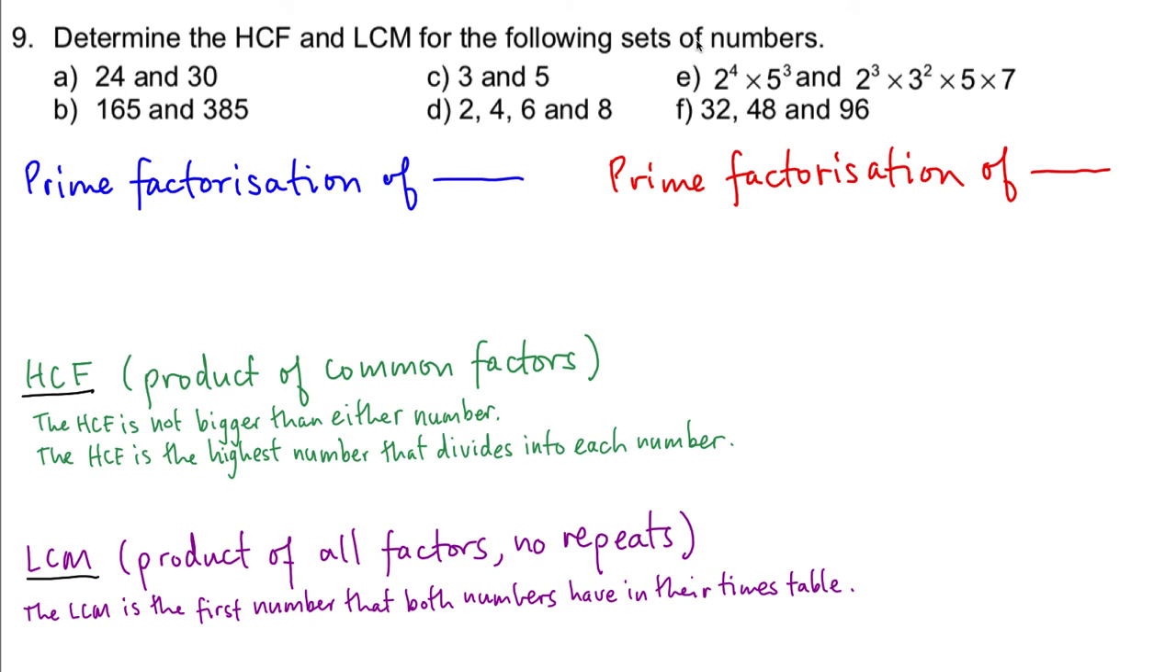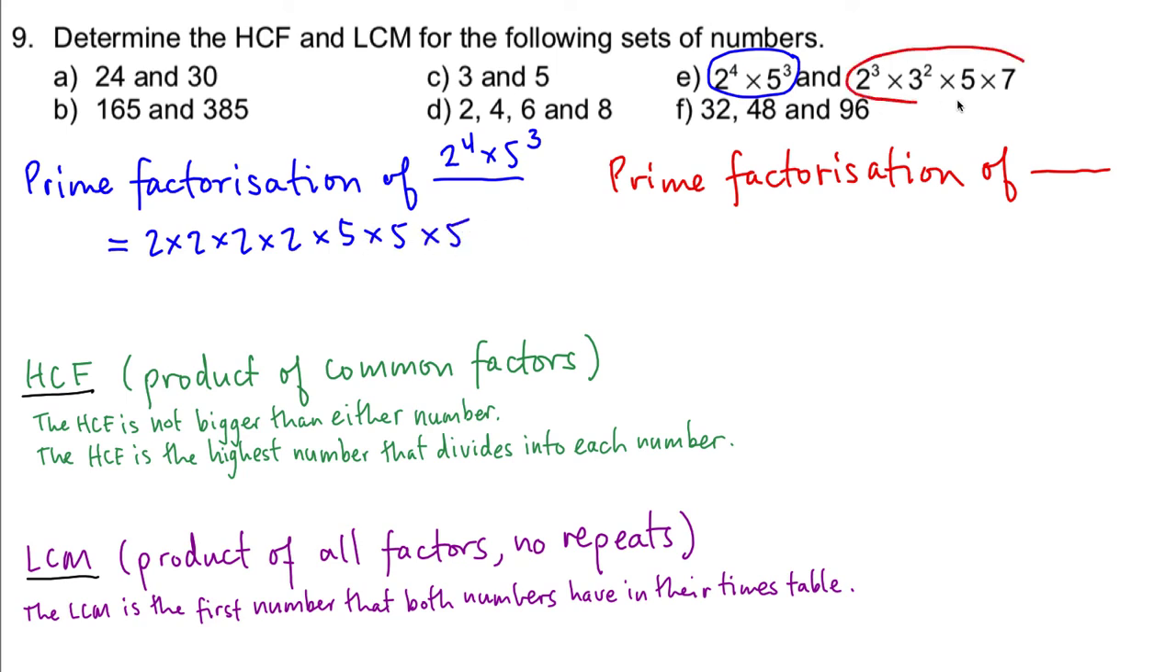Now part E looks a little scary, but actually we realize that the first number has already been given in prime factored form. So 2 to the 4 times 5 cubed, this is nice because we know that we've got 4 copies of 2 and 3 copies of 5 joined by multiplication. So that's already been done for us.